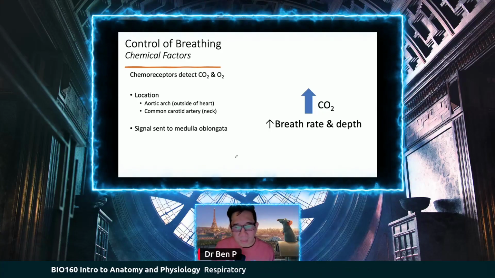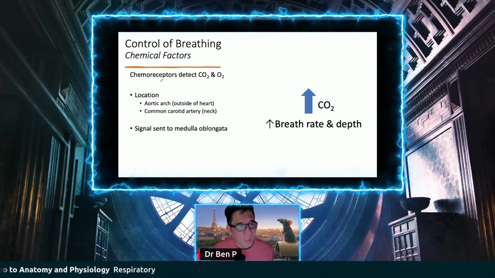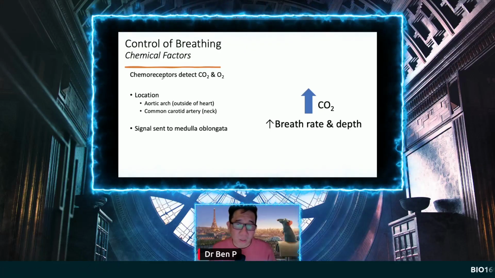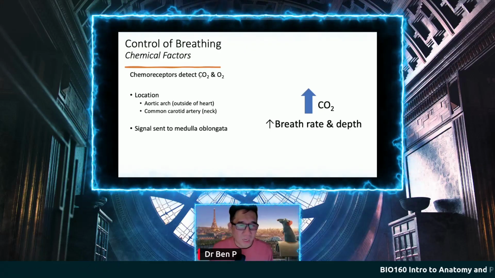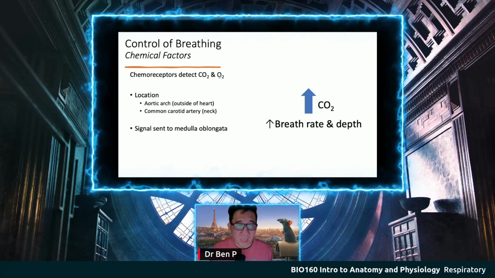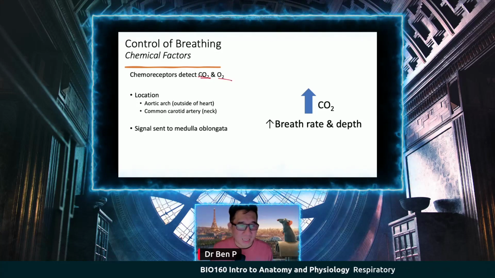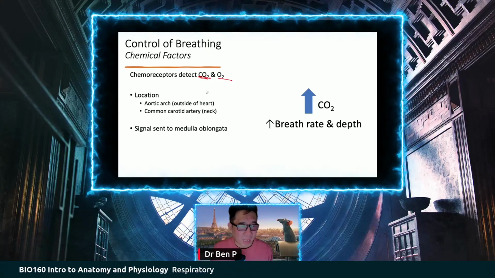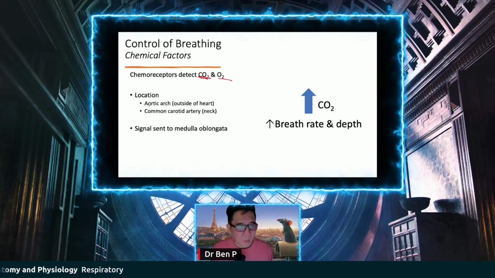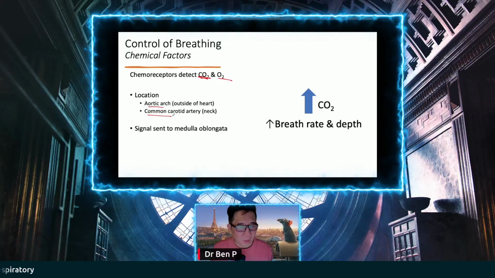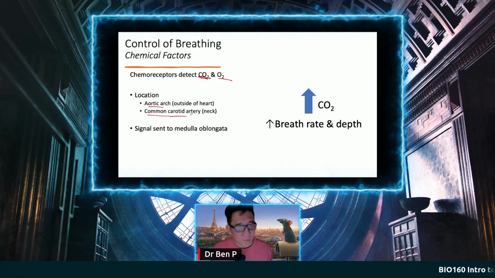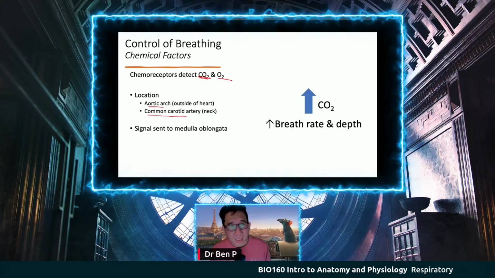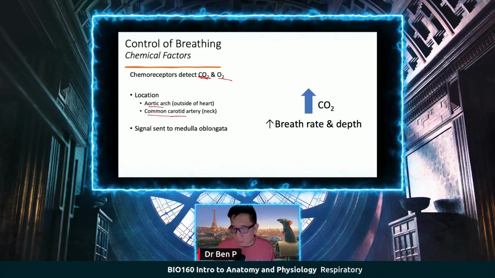There are chemoreceptors throughout your whole body that detect different chemicals inside your body, like your CO2 and your O2. Usually we don't detect the O2, we detect the CO2 more so. There are different locations. One is your aortic arch, and the other one is your common carotid artery. Both of those send a signal to your medulla oblongata for you to breathe faster or slower based on those levels.